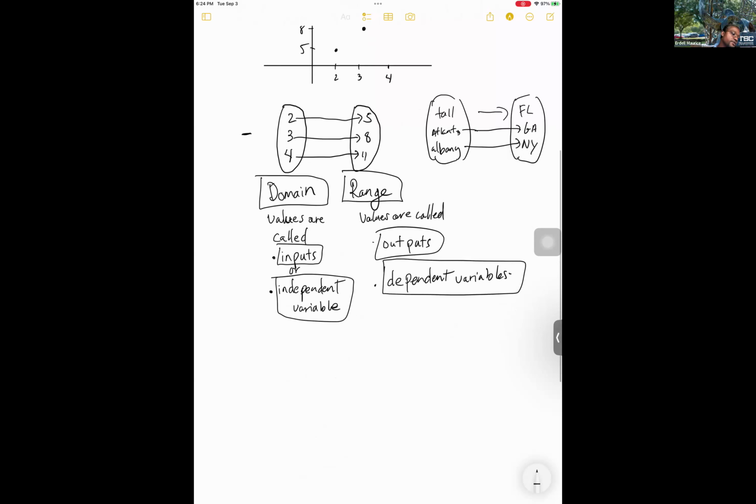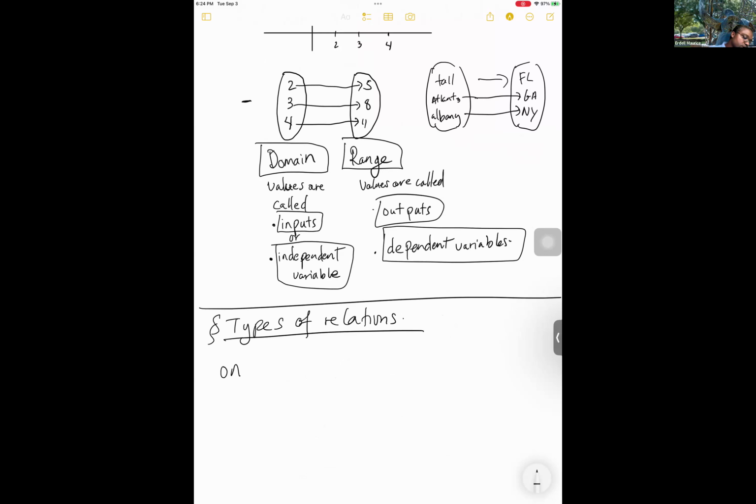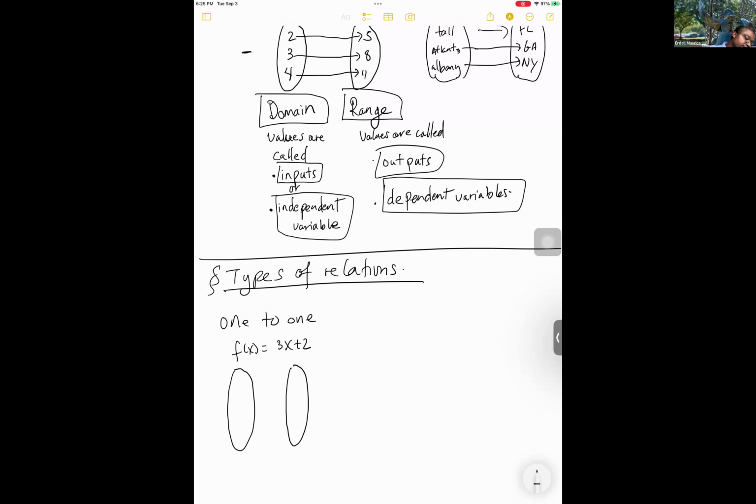There are 4 kinds of relations. The first kind of relation is called a 1-to-1 relation. An example of a 1-to-1 relation is f of x equals 3x plus 2. In a 1-to-1 relation, every element in the domain is mapped onto 1 and only one element in the range.